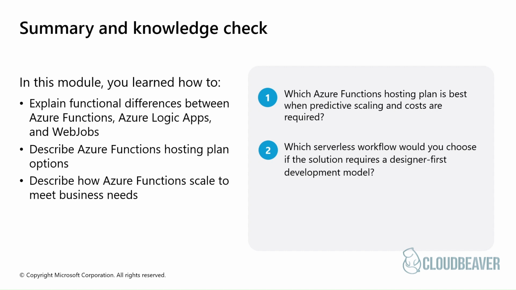As a summary, in this module, you learned about the difference between a function app, logic app, and a web job. You did learn about the hosting plan options. We did discuss how you can use a function app to meet your different business needs. Followed by that, you have a knowledge check. Do check those out to understand your learning so far.